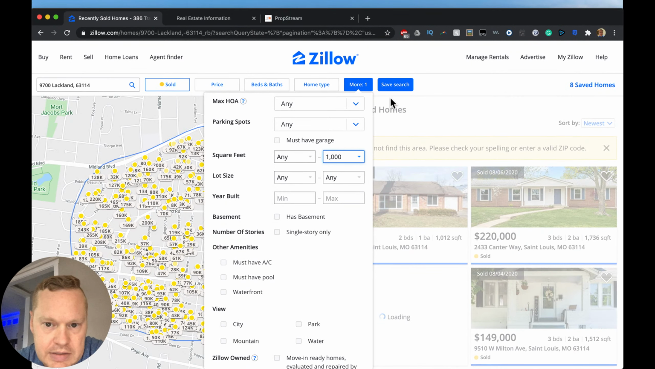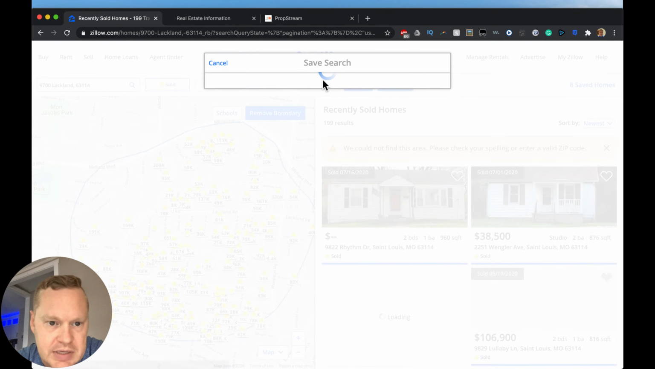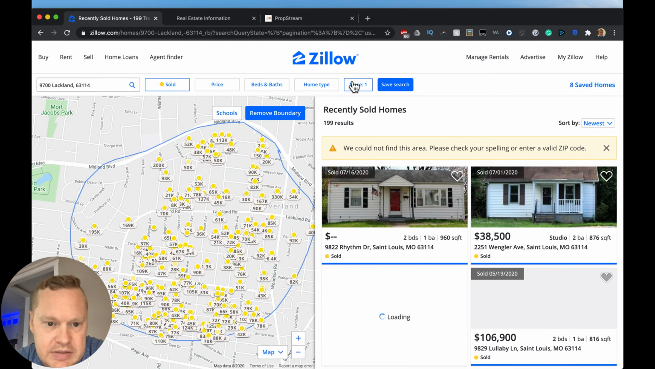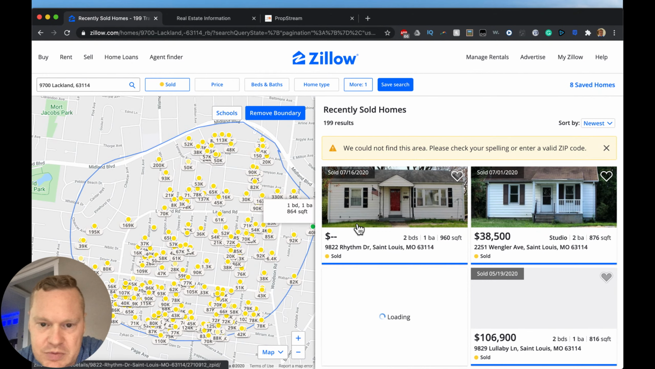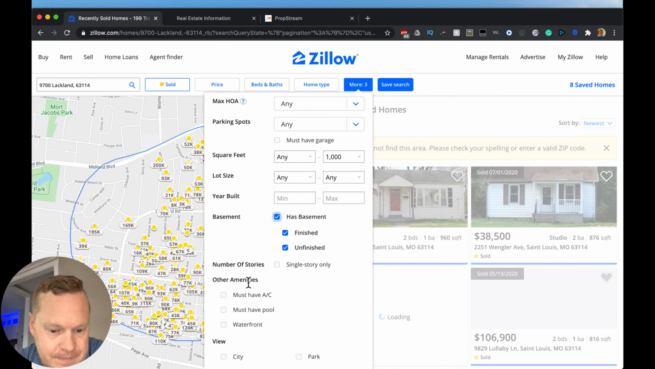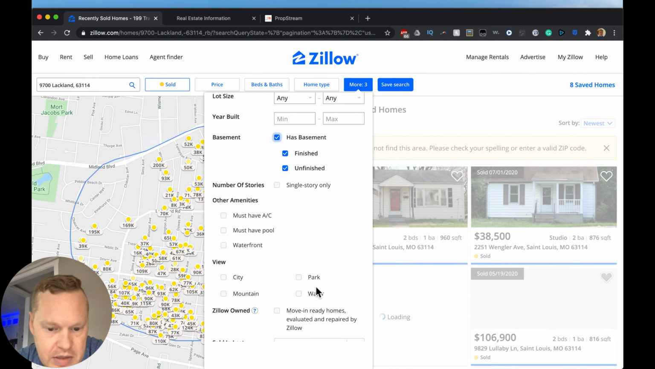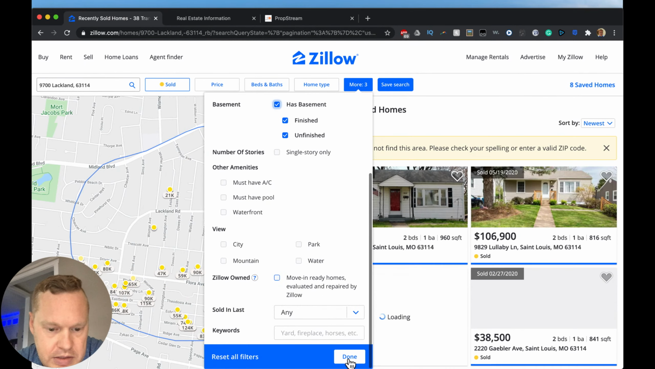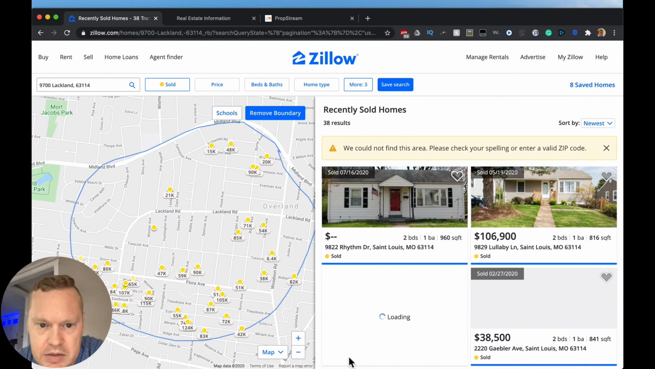All right. Oops, cancel that. Did not want to save that. So there we go. So now I've got about 1,000 square foot or less based on this. So it's 0 to 1,000 is kind of the way that I interpret this. Let's make sure it's got a basement. And done. Okay. So now we've got 38 results.